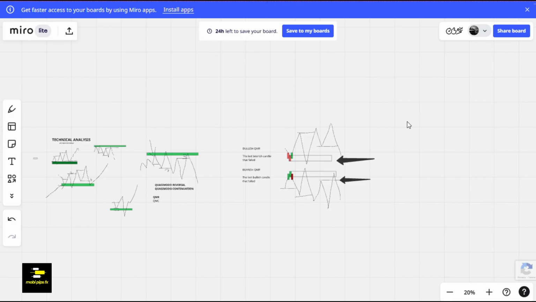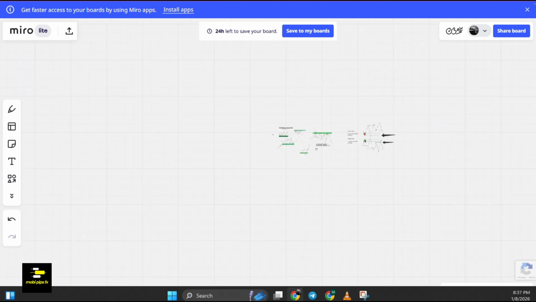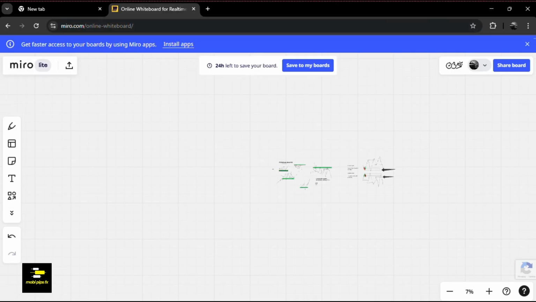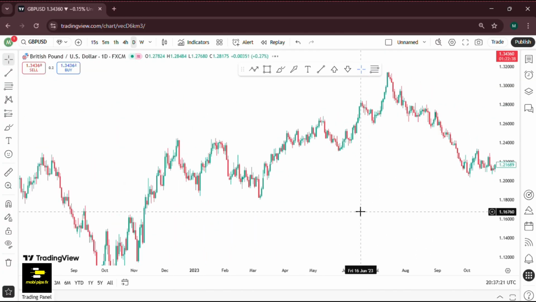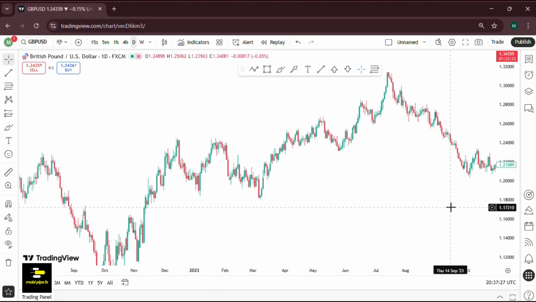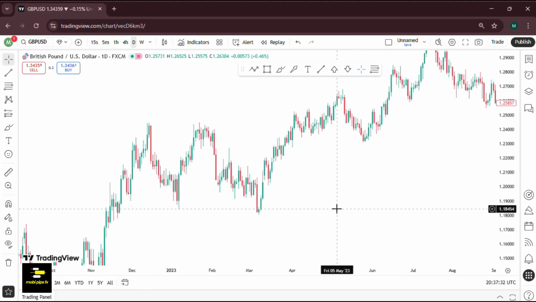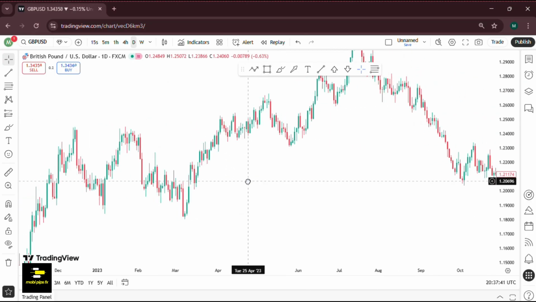Where do I go from here? Okay, so let's see this one. You see, this is our chart on GBP USD. What did we say? We realized that, let's look at this one. This is on a daily time frame though.